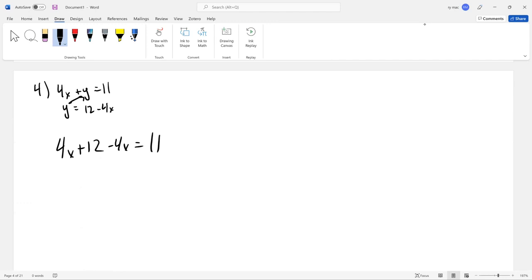But you can see what happens here. My 4x is actually canceled because it's 4x minus 4x. So I can just cross those out. And I end up getting 12 is equal to 11, which isn't true. So this one has no solution.